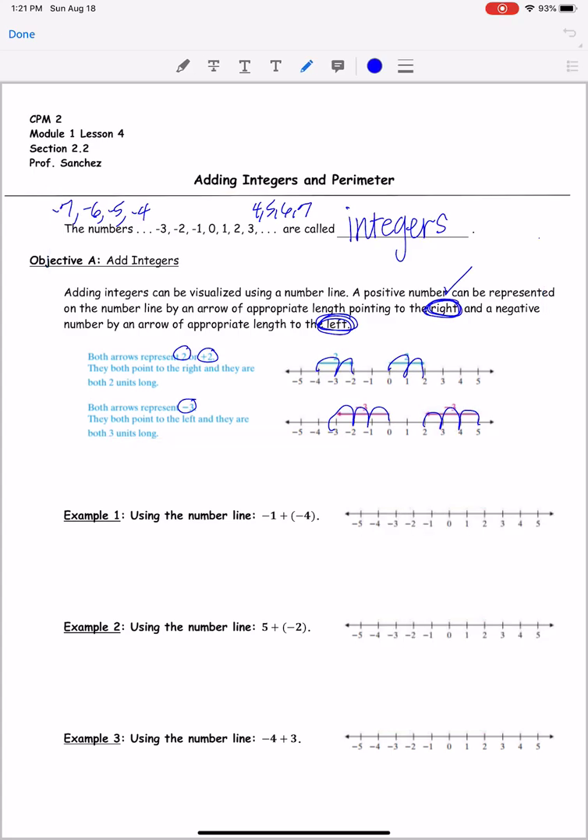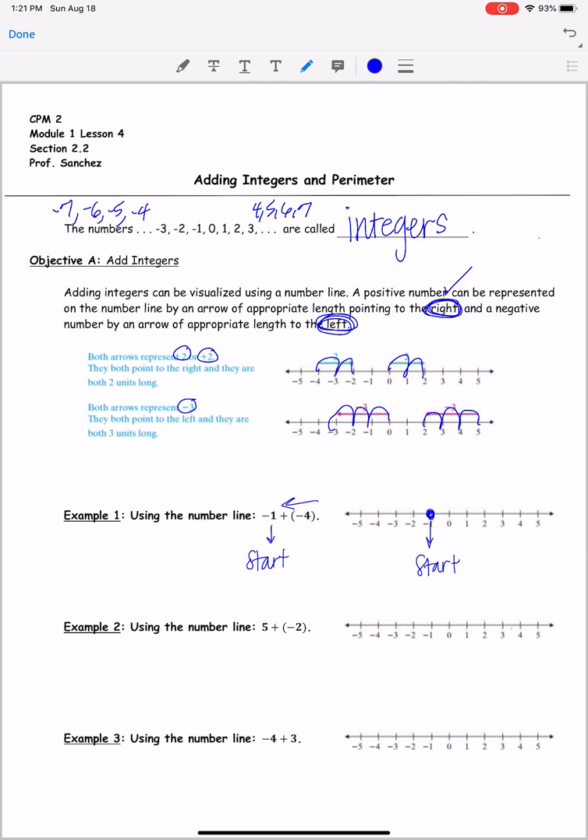Okay, so let's try this. Example 1, using the number line, -1 plus a -4. Whatever this first number is here, this is where you are starting. So I'm going to start right here at -1. Now I am adding a -4. This negative means that we are going to the left that many units.